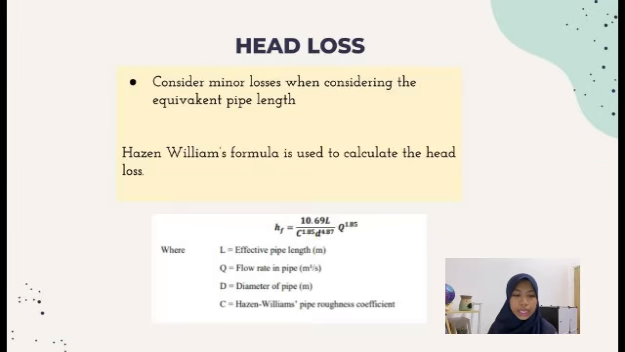Next up is head loss. It is sufficient to assume only friction losses, but designers may, however, take minor losses into account when considering the equivalent pipeline in their calculation. In these cases, the Hazen-Williams formula is used to calculate the head loss, where some elements are required, such as effective pipe length, flow rate in pipe, diameter of pipe, and also the Hazen-Williams pipe roughness coefficient.